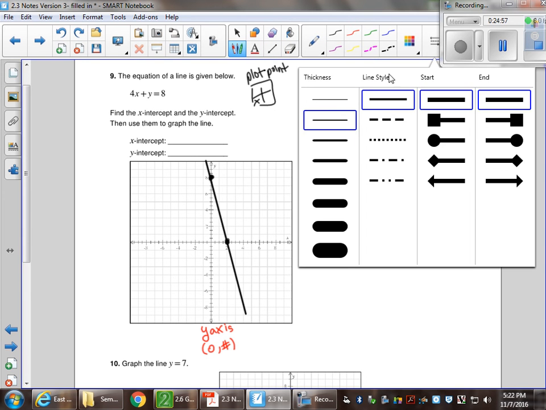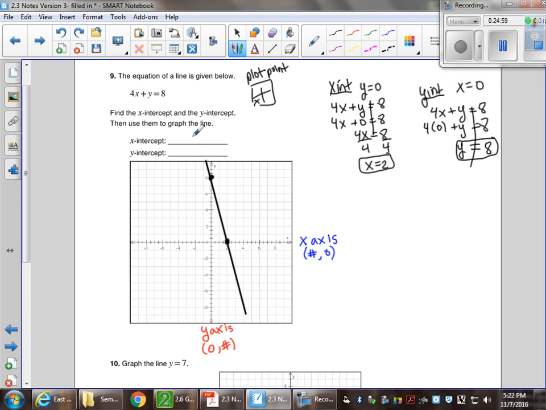Now, in terms of how you write your answers on these lines, it actually just wants the number. So technically, this point is 2, 0, and this point is 0, 8. It actually doesn't want the coordinate pair. Personally, I think that would be more accurate, but hey, I'm not grading it, Alex is. So x-intercept, just the number 2. Y-intercept, just the number 8, and we're done.